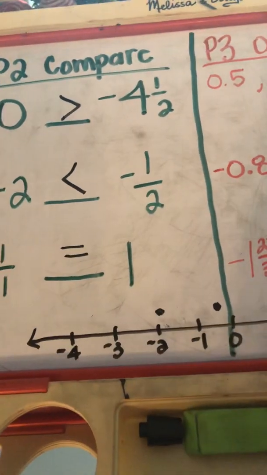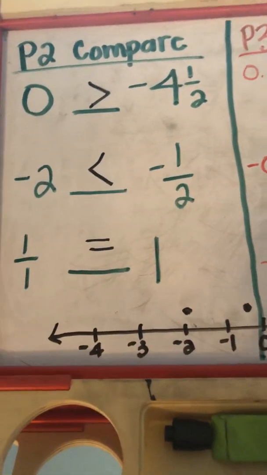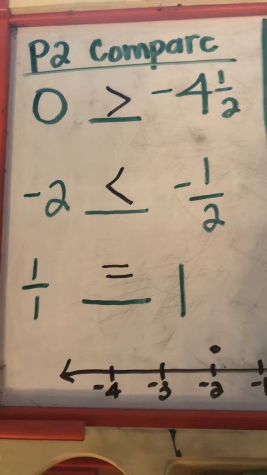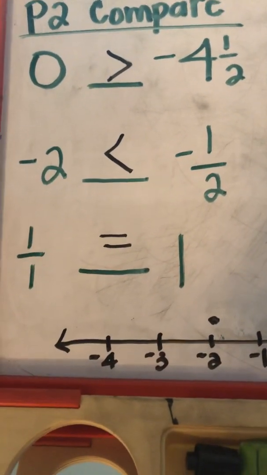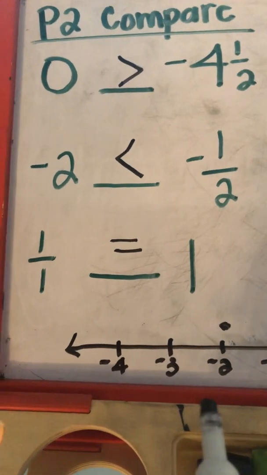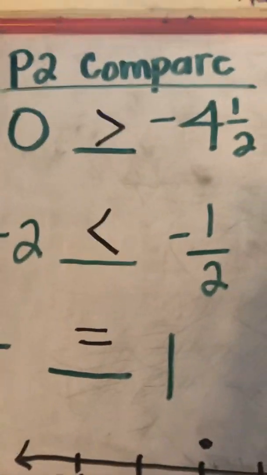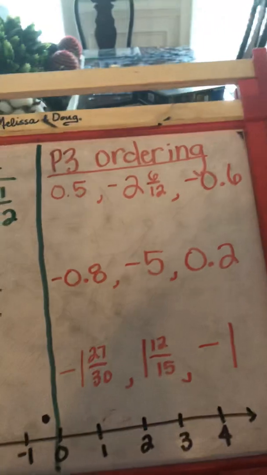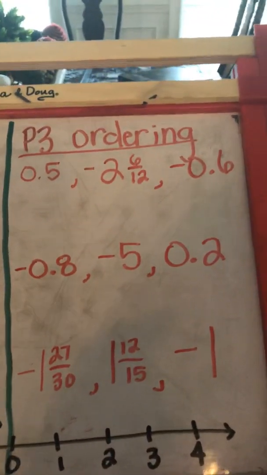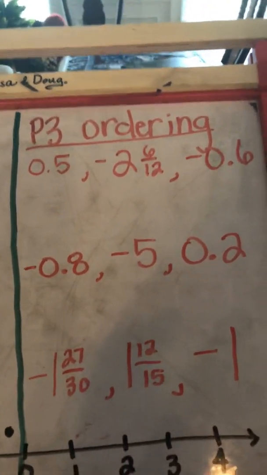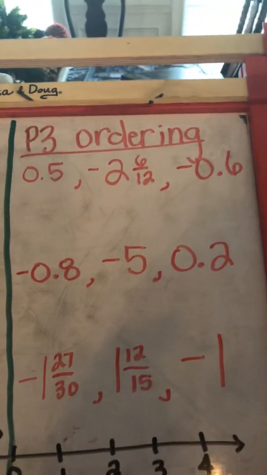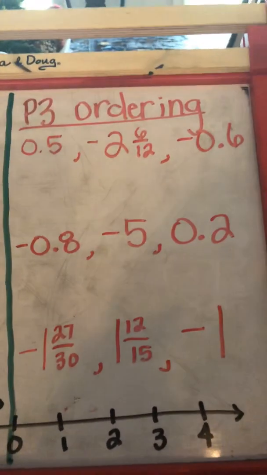I would create a number line on your paper to help you out, but if you have a positive number and a negative number, the positive number is always going to be greater than your negative number, which kind of helps us in our next skill when we have P3, when we are ordering and putting these in order from least to greatest or greatest to least. You have to be careful in IXL because it will switch it up.